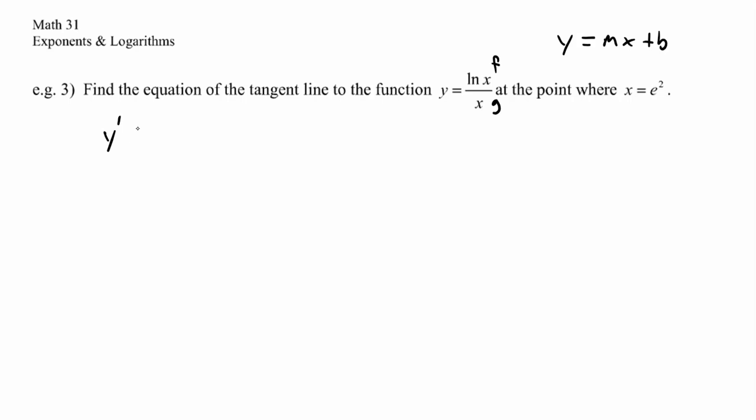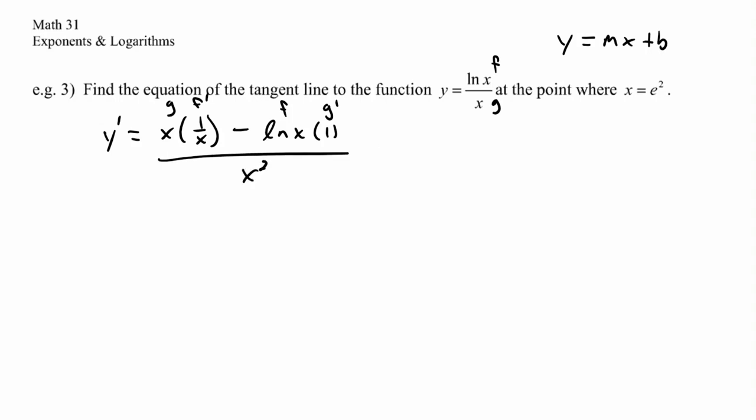So y prime is equal to, that would be x times 1 over x, where x was our g, and 1 over x was our f prime, minus, and then the natural log of x times 1, where the natural log of x was f, and then g prime was 1, all over x squared. Okay, so y prime is equal to, in this case, x over x is just 1, minus the natural log of x, all over x squared. So there you go, that really is our derivative. So that's our general function for the derivative of this.